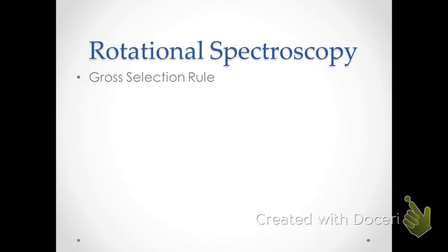Now, as we consider the interaction of electromagnetic radiation with the molecule, we come up with the gross selection rule, which simply states that the molecule must have a permanent dipole moment in order for it to absorb electromagnetic radiation that would induce a rotational transition.